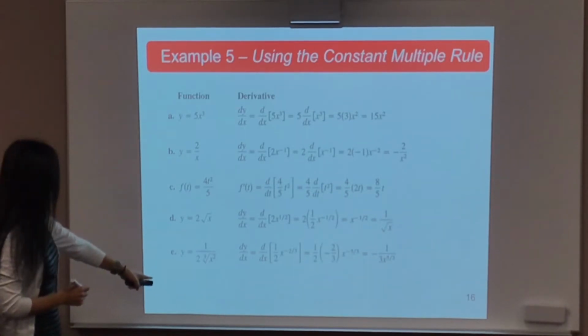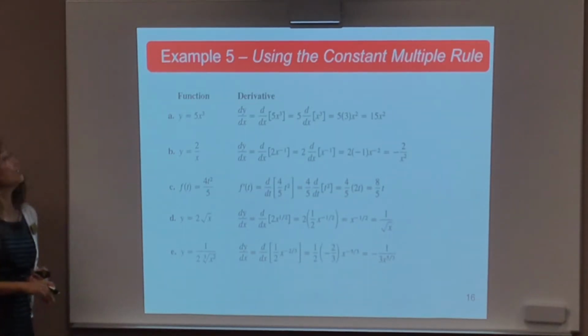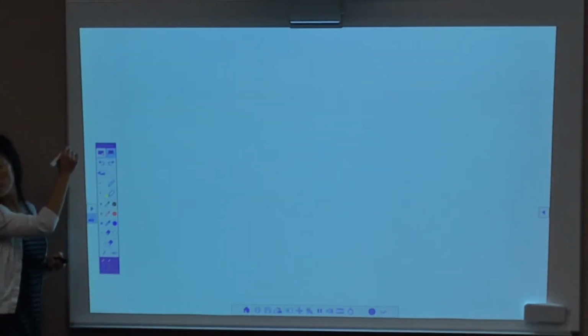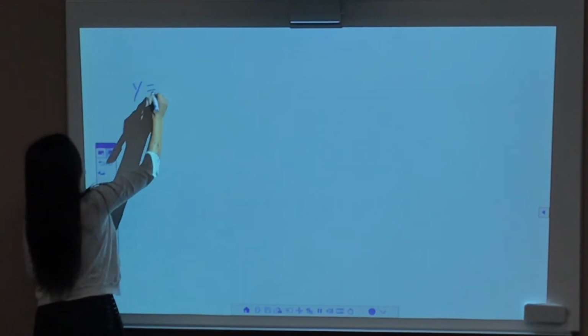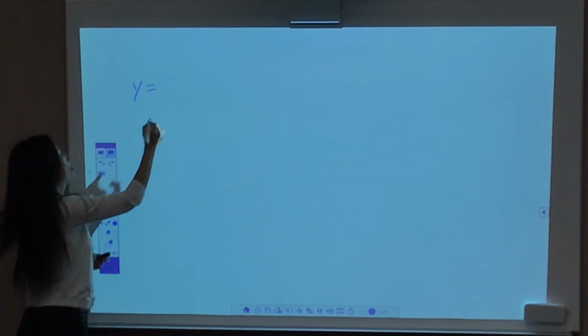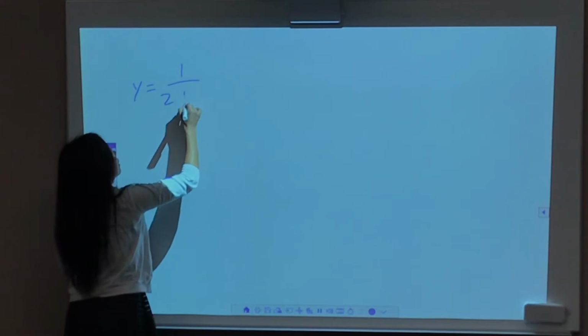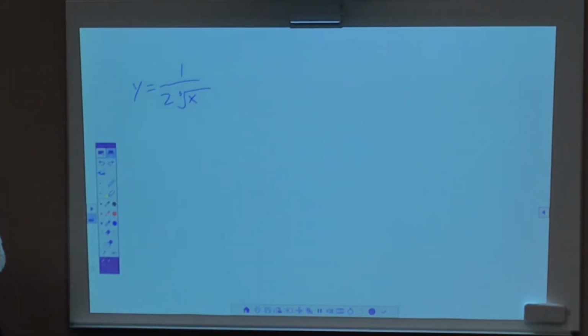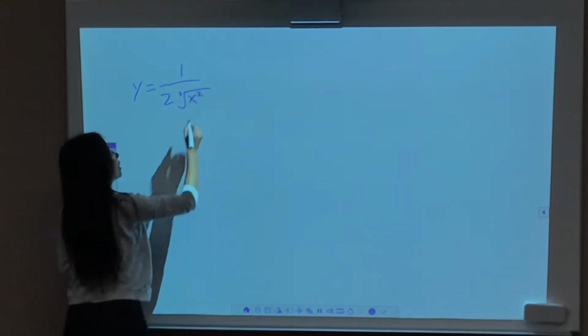I want to move this one to, I cannot, okay. How about I put the other part? So that's the E, we have y is equal to... okay, this is what we have.